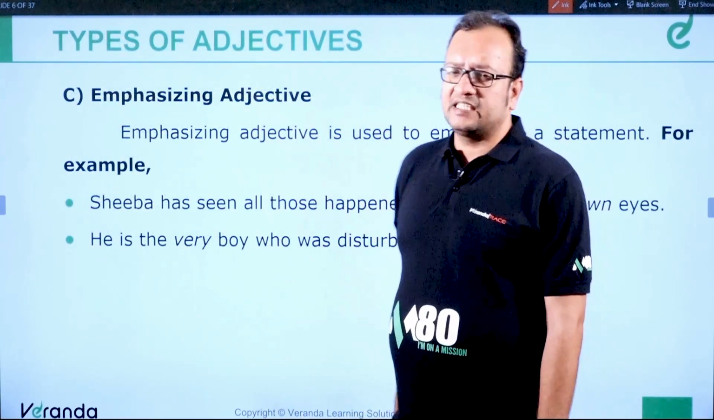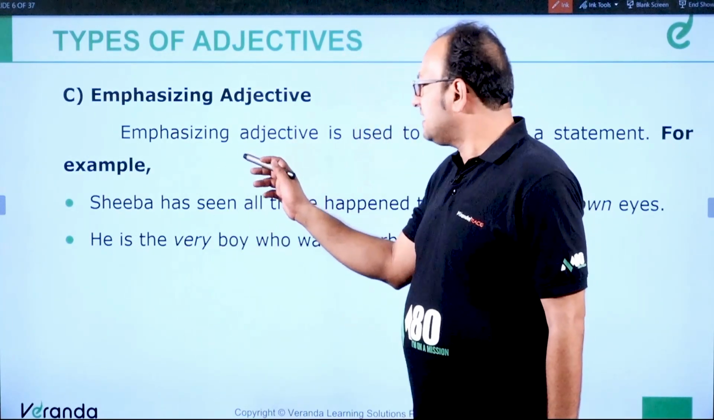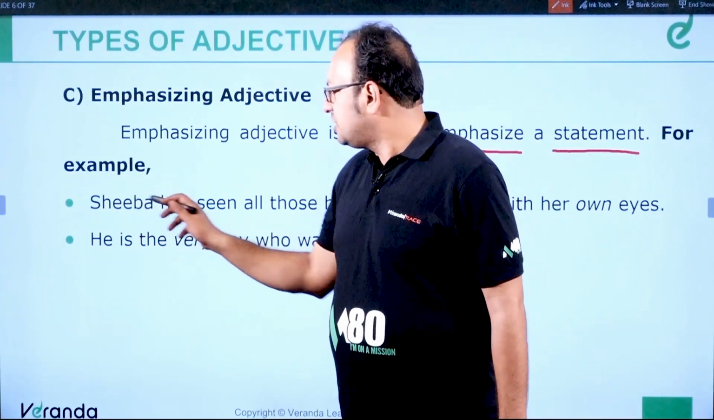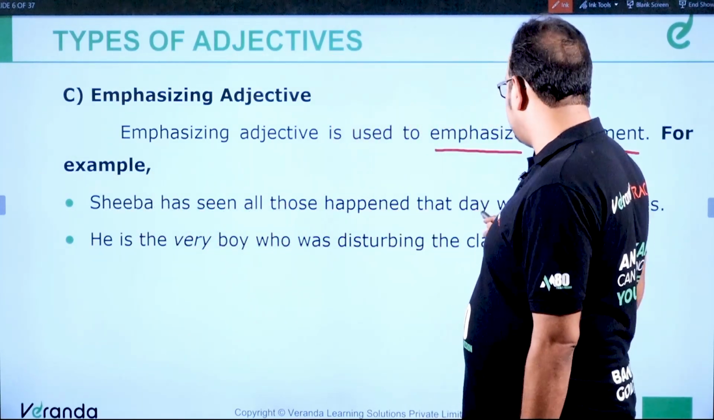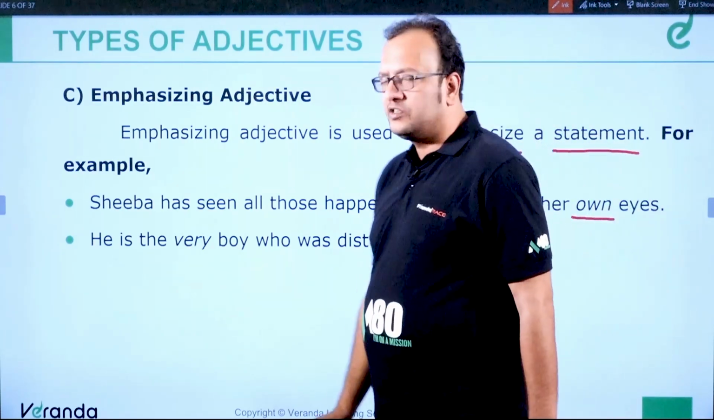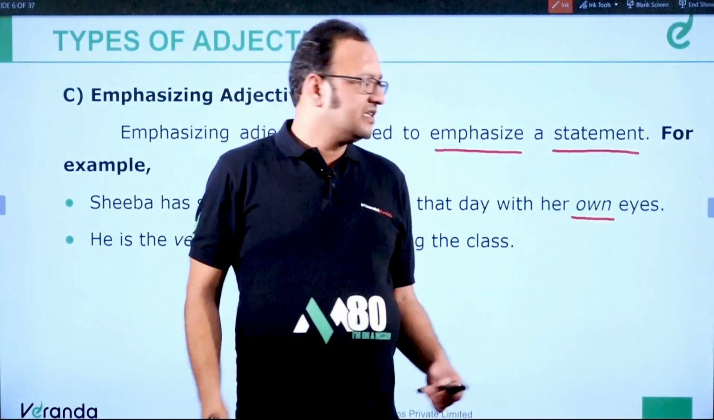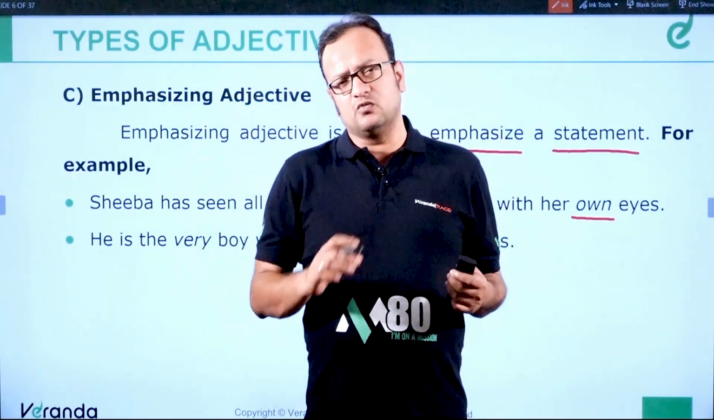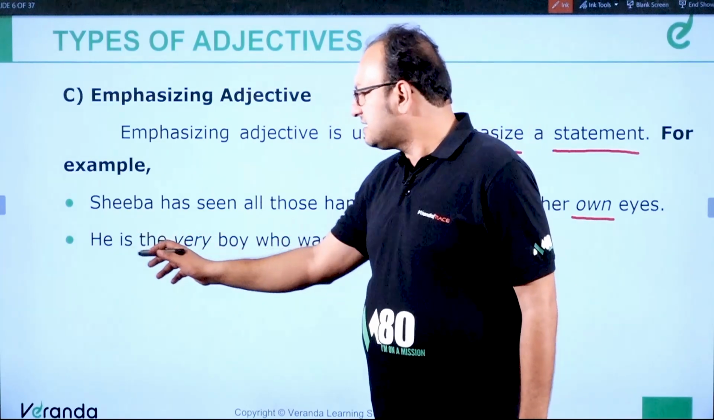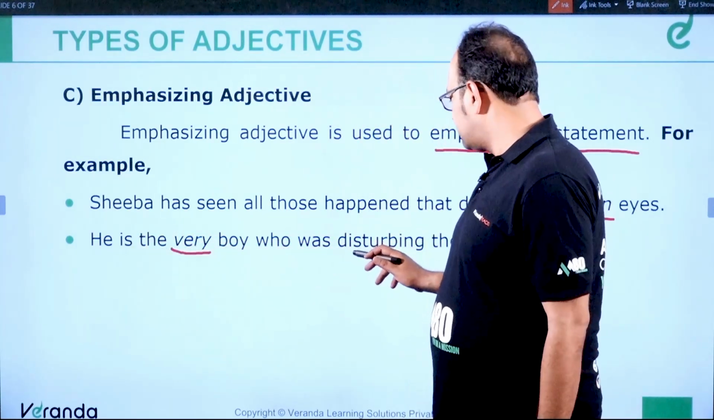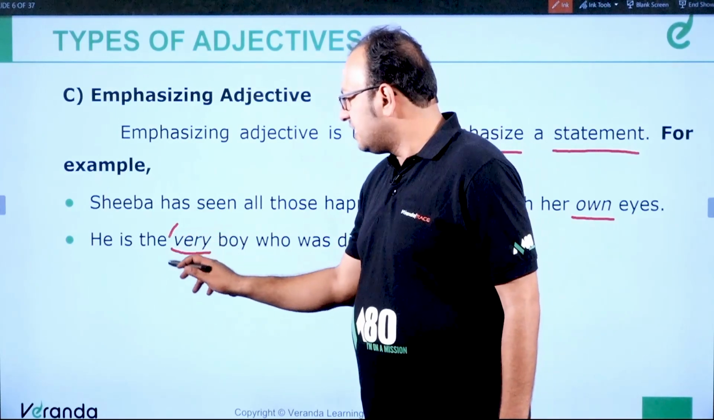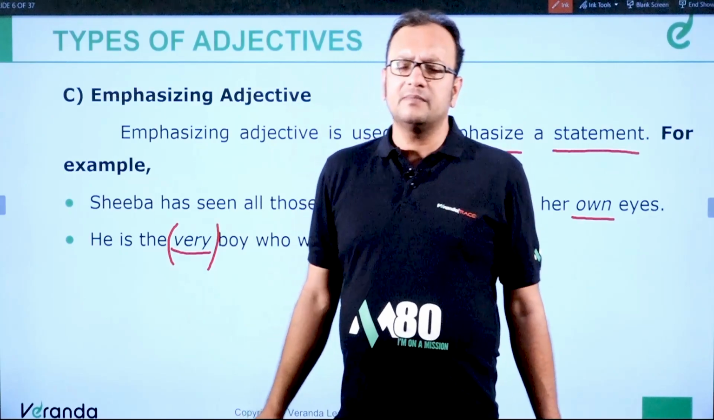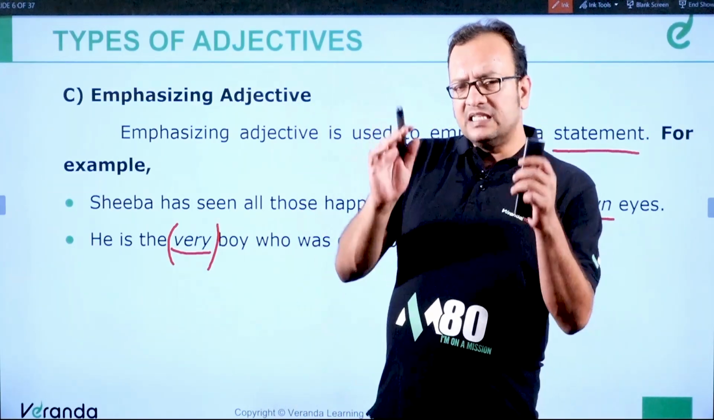Next is emphasizing adjectives. What are emphasizing adjectives? An emphasizing adjective is used to emphasize a statement. For example, Shiva has seen all those happen that day with her own eyes. This emphasizes the word eyes, her own eyes. So emphasizing adjectives emphasize the noun. Next, he is the very boy who was disturbing the class. This very word is an adverb also, but here it has been used before the word boy, so it becomes an emphasizing adjective. Let me tell you one thing.